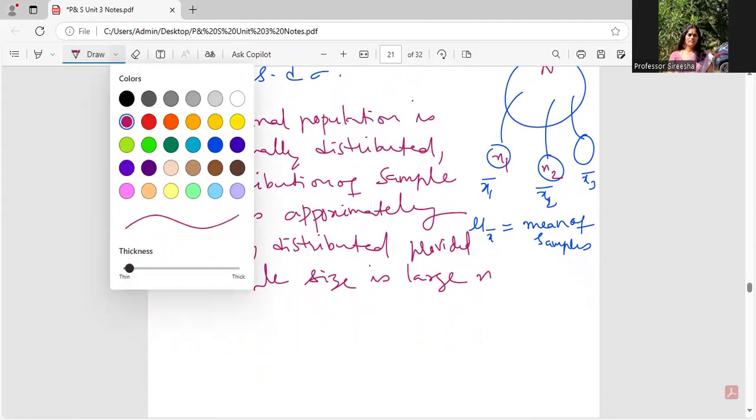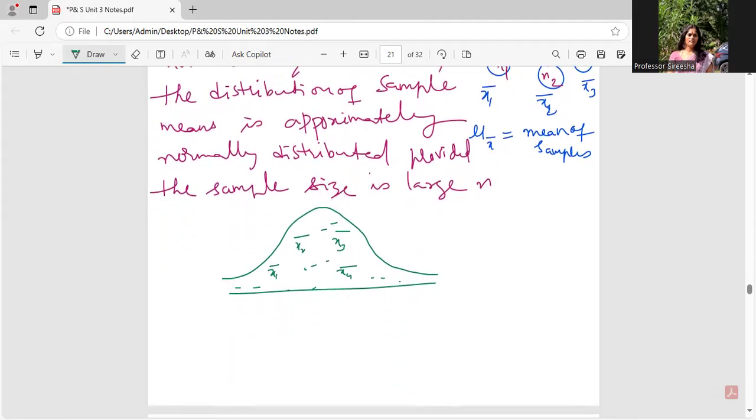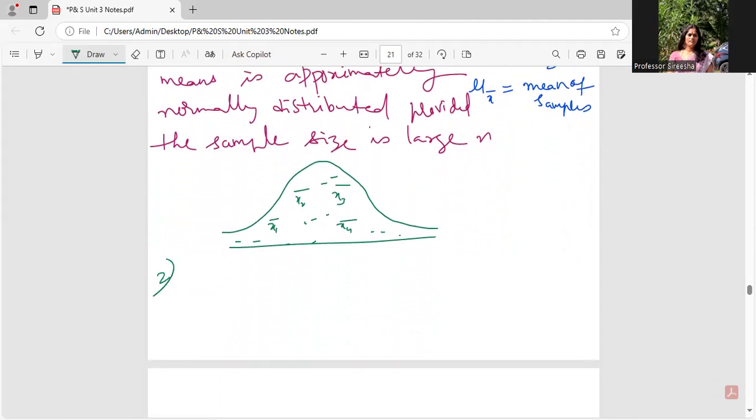I can show the same concept pictographically. See here, x1 bar, x2 bar, x3 bar, x4 bar are all normally distributed. I don't know whether the given population is normal or not, but the sample means are all normally distributed. That is the first major assumption of the central limit theorem. Now, the mean of sample means, mu x bar, is denoted by mu. That's the second assumption. Similarly, the standard deviation of the sample means is assumed to be sigma by root n. These are the major assumptions of the central limit theorem.